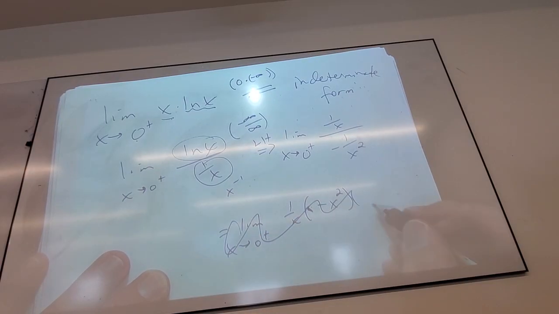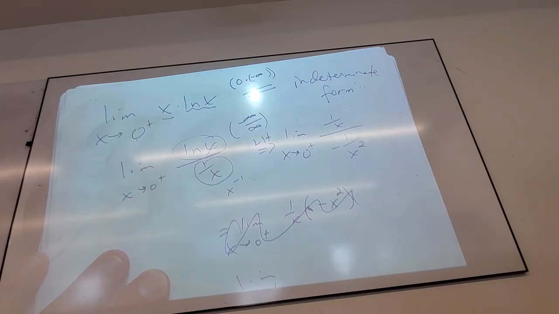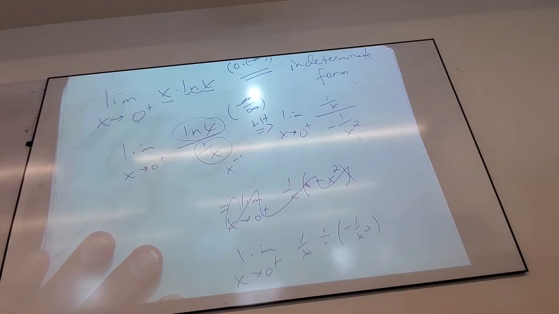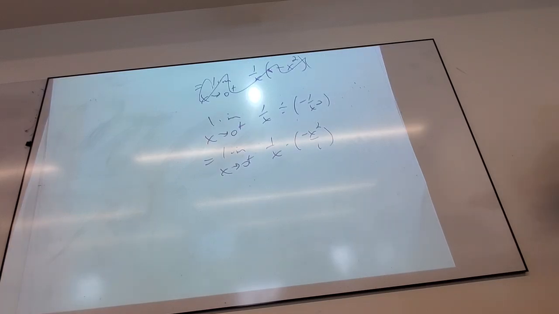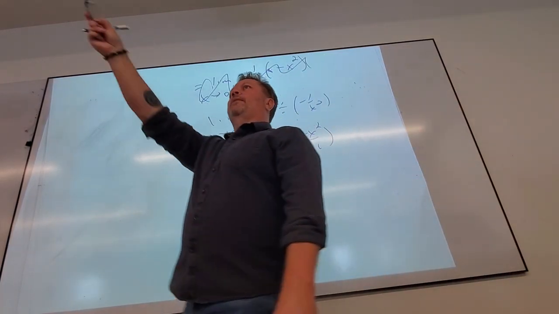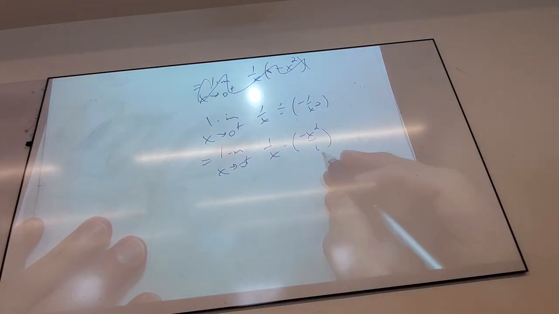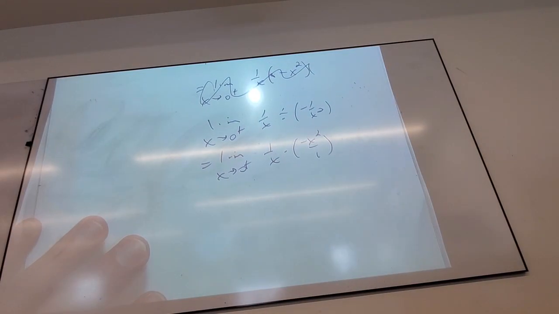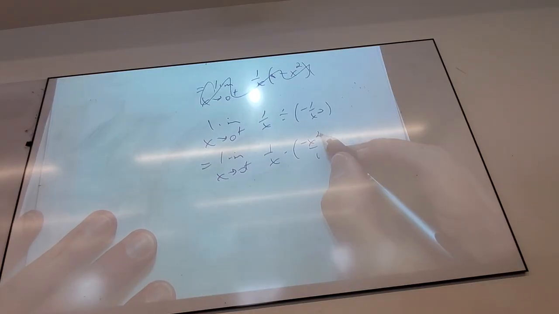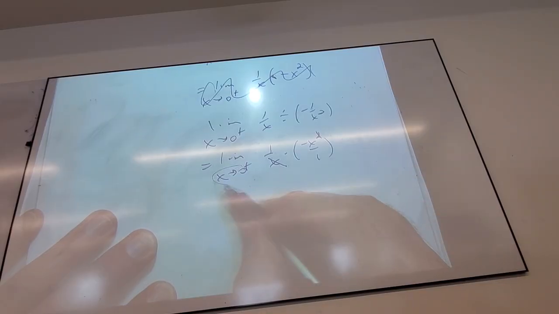So let me do this one step at a time. The limit as x goes to 0 of 1 over x divided by negative 1 over x squared equals the limit as x goes to 0 of 1 over x times negative x squared over 1. Yes? Just multiply by the reciprocal. No big deal. And then what happens? Simplify. Negative x. One of the x's cancels. And what happens when you let x go to 0 now? 0.